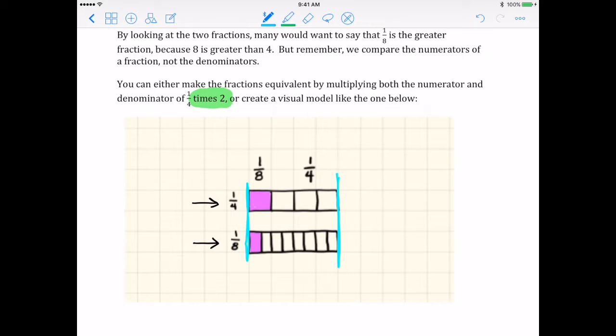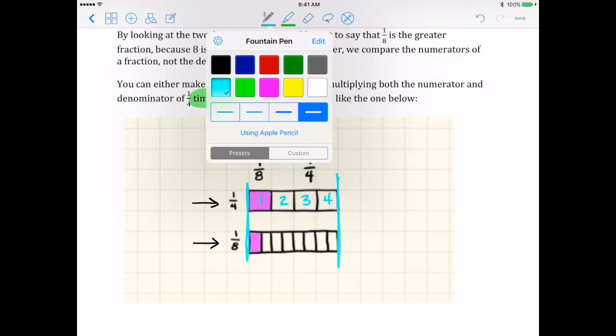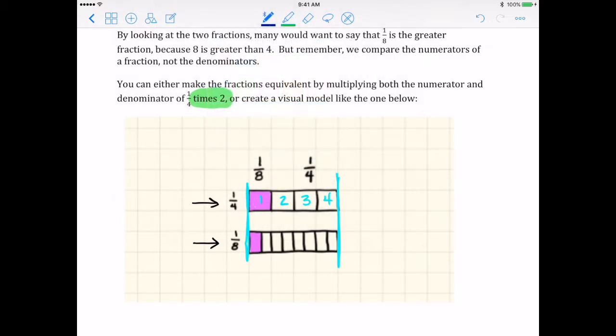1/4. So I have 1, 2, 3, 4 boxes total. 1 is colored in. And down here I have, let's get a different color for this one. Let's go blue. 1, 2, 3, 4, 5, 6, 7, 8. I have 8 parts, but only 1 is colored in, and that represents 1/8.